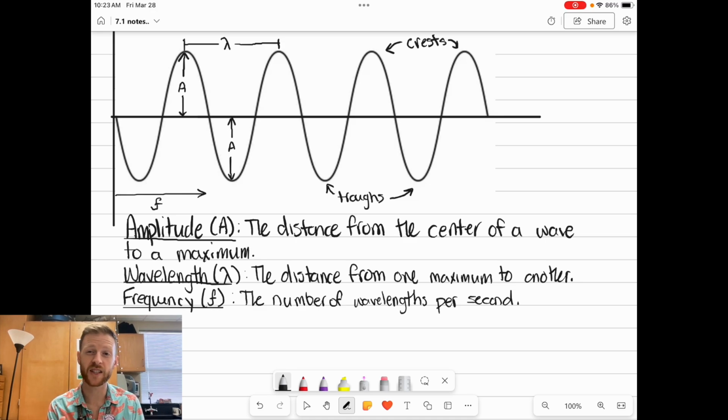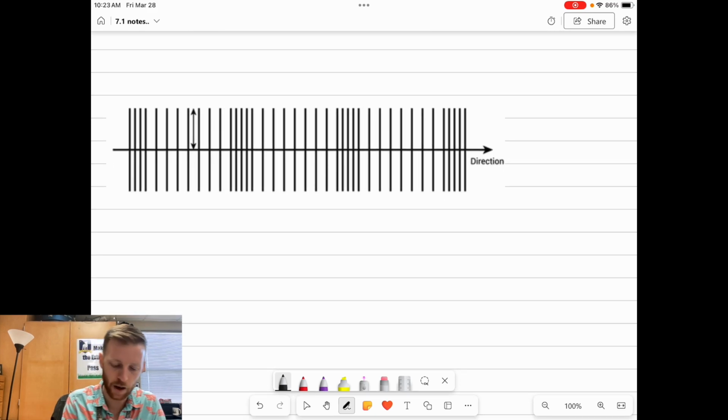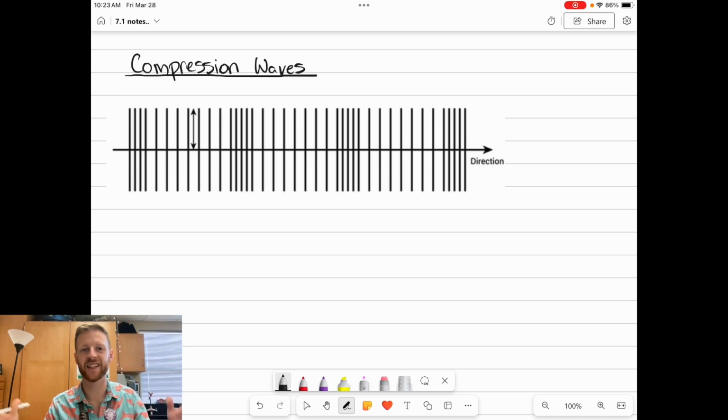Now, there's one other type of wave we want to talk about and just make quick mention of it. And it's something called a compression wave. There's some fancier terms for it we'll learn. But right now we're just going to call it a compression wave. And this is how sound moves. So instead of moving up and down, it moves side to side. So think about taking a slinky and pressing it in and then having it go out like a spring that goes in and out and in and out and in and out.